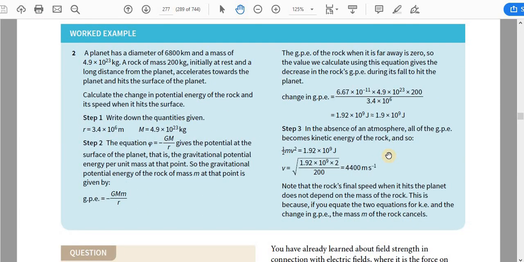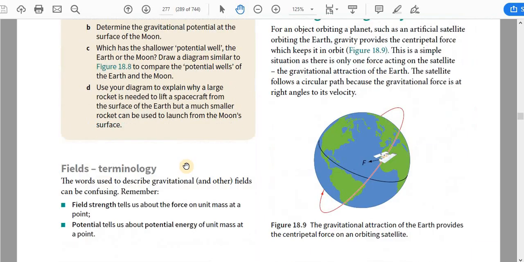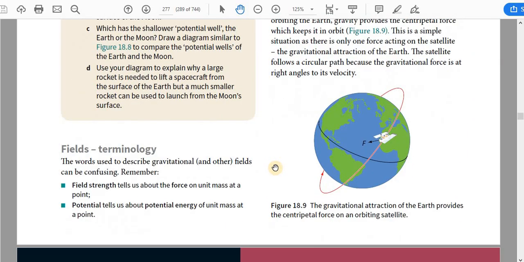Okay, so here are some questions. Make sure you do all these questions. We'll go through this example. But first, before we do that, let's go through these terminologies, the meanings of the words. The words used to describe gravitational and other fields can be confusing. Remember, field strength tells us about the force on unit mass at a point, because g is equal to F over m. Simply, g, the gravitational field strength, is equal to F over m, so it's force on a unit mass. Potential tells us about potential energy of unit mass at a point.